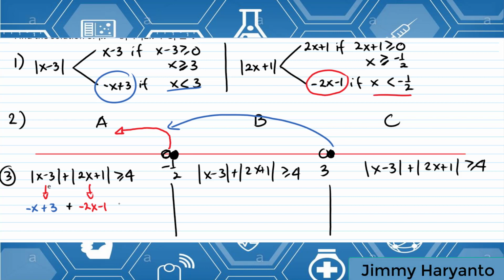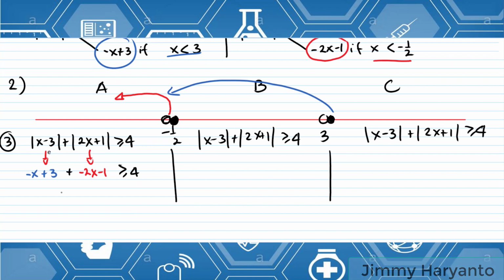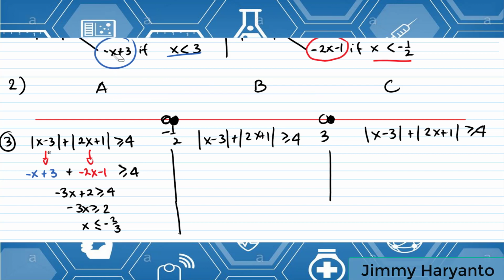The rest is the same. And then we have to solve this first. Negative 3x plus 2 greater than or equal to 4. Negative 3x greater than or equal to 2. X less than or equal to negative 2 over 3. This is the first solution at room A. Okay, we will leave it like that first and then go to room B.